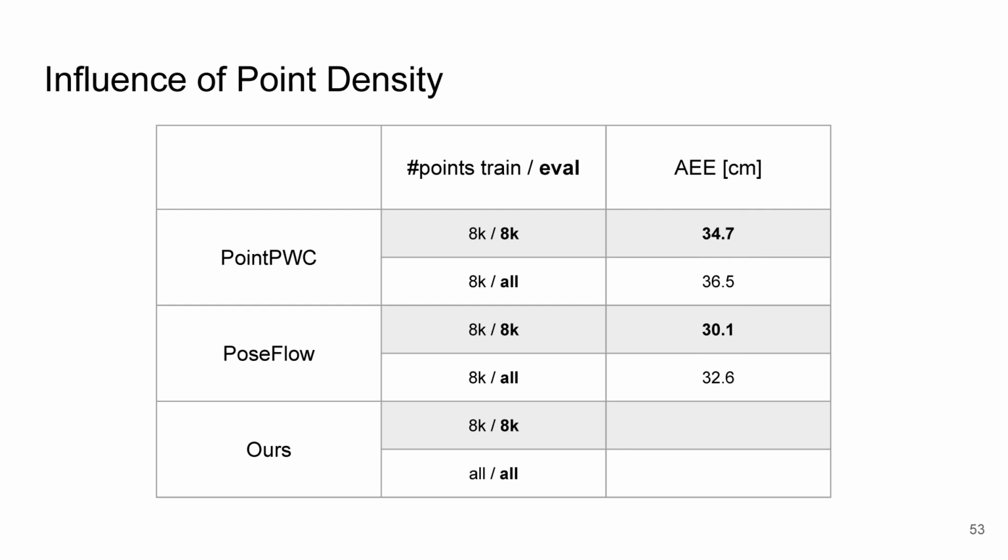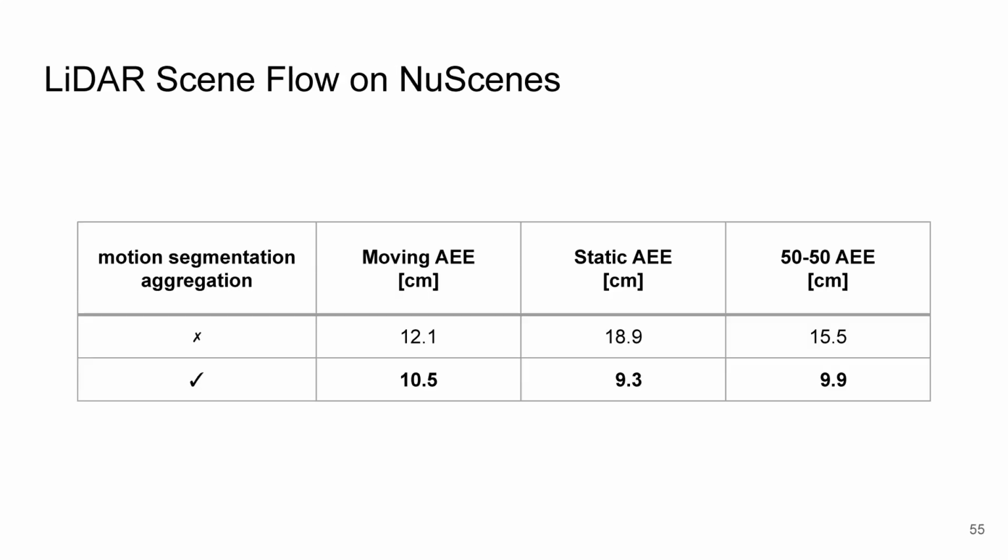Our method can avoid the domain shift by training on the same point density as during evaluation. The scores of our method show that not only does our chosen network architecture generalize better to the scene flow task, but it also demonstrates the importance of being able to train on the full-sized point clouds and thus avoiding a domain shift during inference. In the second set of experiments, trained and evaluated with the NuScenes dataset, we investigate the effect of our main contribution, the motion segmentation and flow aggregation.